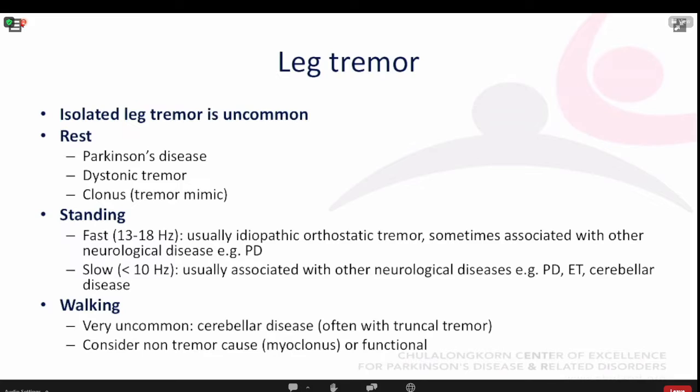And for the slow frequency, like less than 10, it is usually associated with other neurological disorders, more commonly than the fast frequency. And the walking tremor is very uncommon. Maybe some are associated with cerebellar disease, often with truncal dystonia, and sometimes the walking tremor should be considered for a non-tremor cause like myoclonus or functional movement disorder.